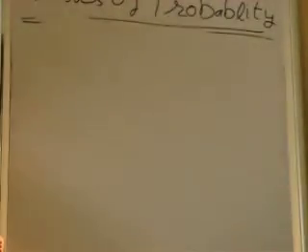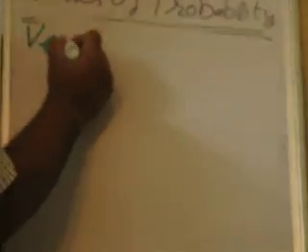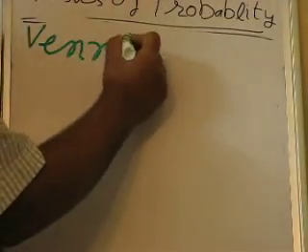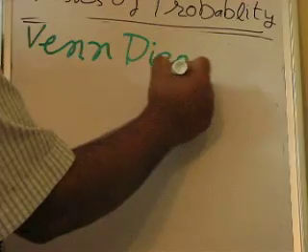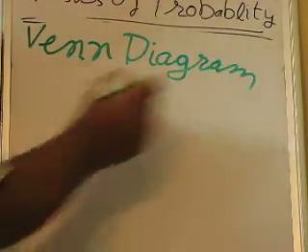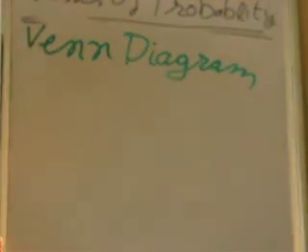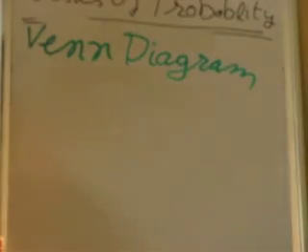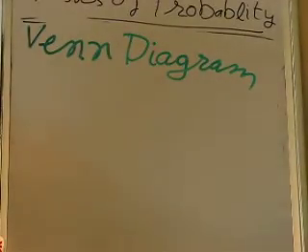Before going into further details of probability, I will discuss basic concepts of Venn diagram. This will be helpful in proving some of the probability axioms. Now, what is a Venn diagram? A Venn diagram is nothing but a diagrammatic representation of sets.